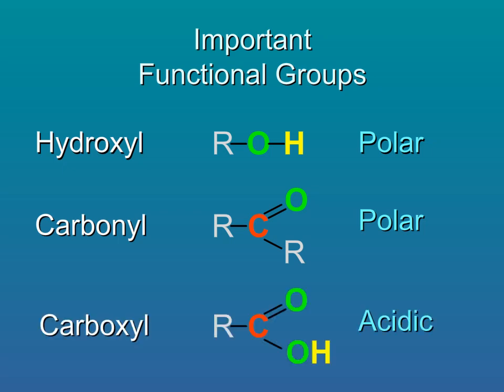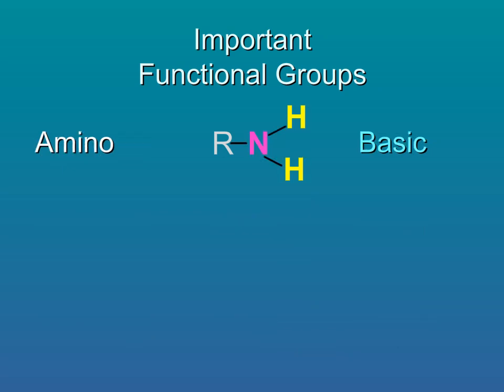Carboxyl consists of a carbon double bonded to an oxygen and single bonded to an oxygen with a hydrogen. This group tends to be acidic in solutions with a pH of 7, as the hydrogen dissociates from the molecule. The amino group has a nitrogen bonded with two hydrogen atoms. It tends to act as a base because it binds with hydrogen ions when in a solution with a pH of 7. Remember, if a substance decreases the hydrogen ions in a solution, it is a base.